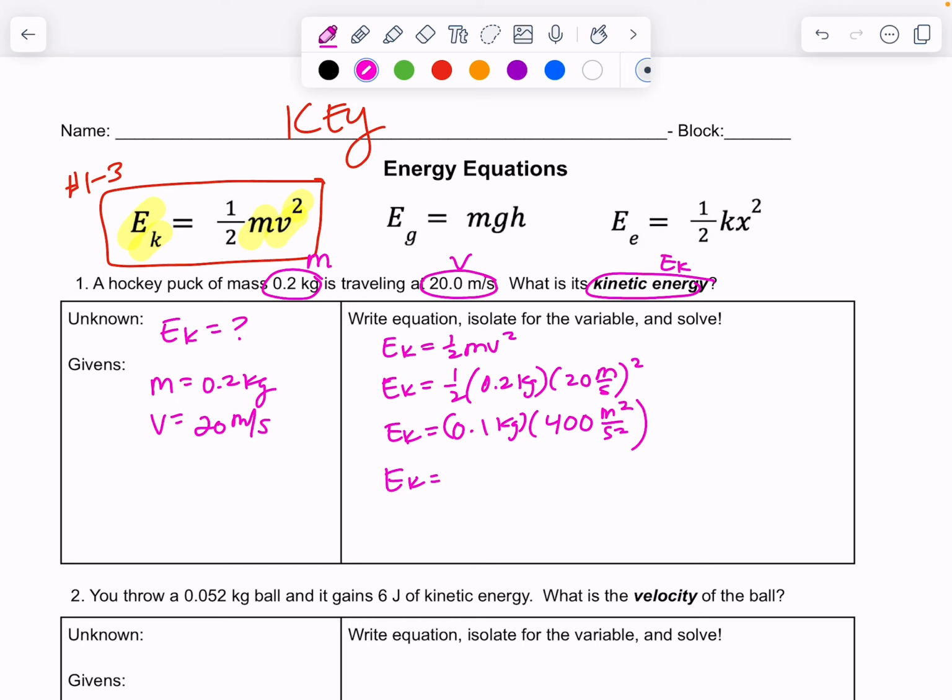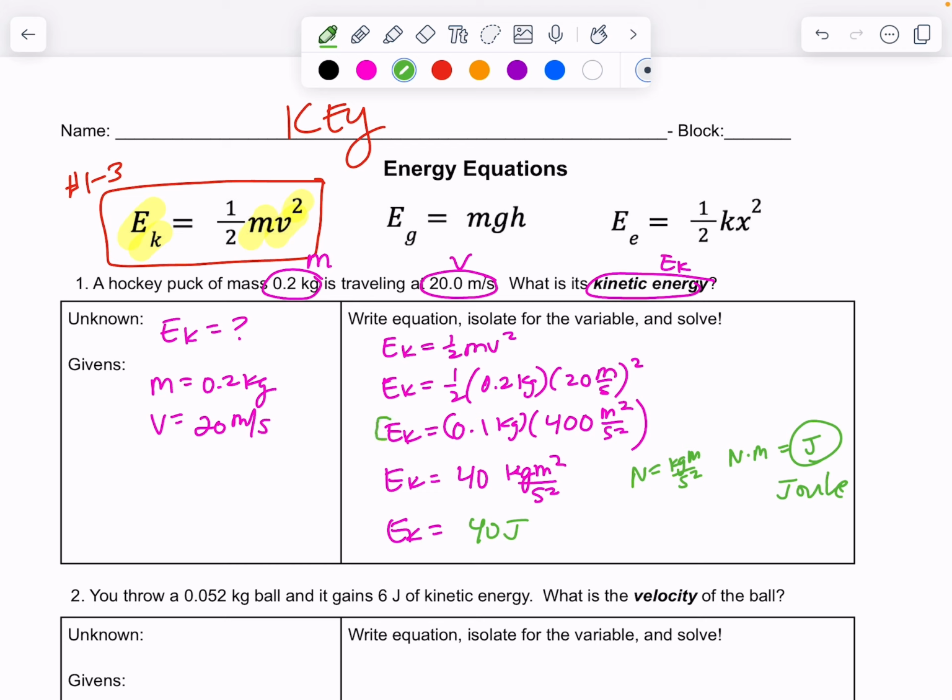So then if I multiply that together, I'm going to have 0.1 times 400 is going to be 40, and the units are kilogram meter squared per second squared. A kilogram meter per second squared is a Newton, so this unit here is really a Newton meter, which is a joule. And that's the energy unit. And you could just put 40 joules.